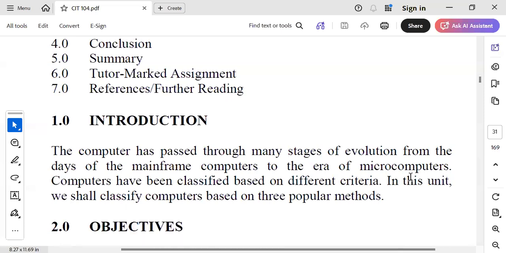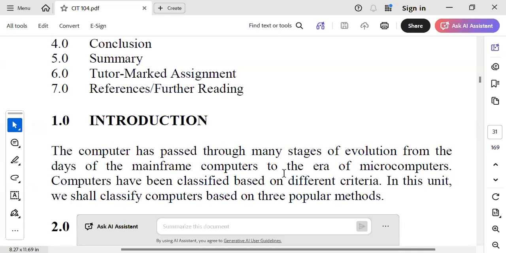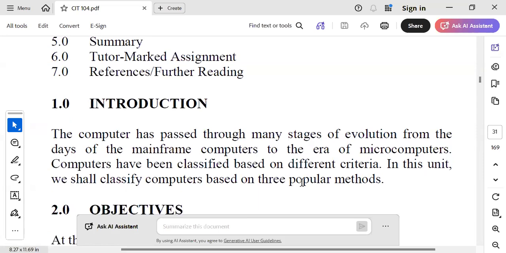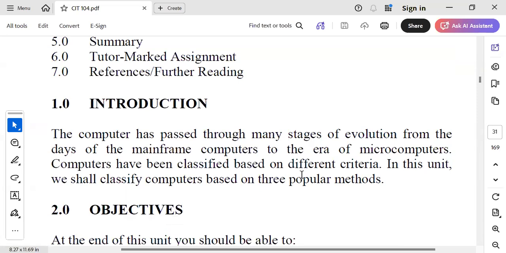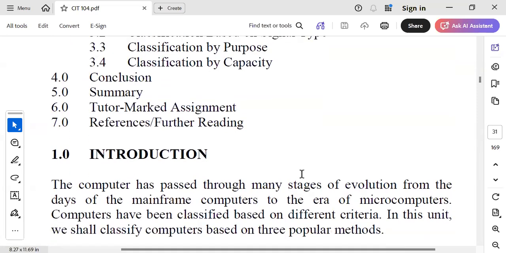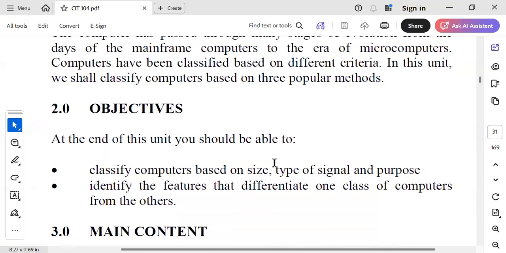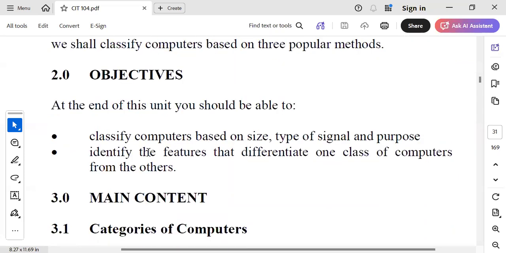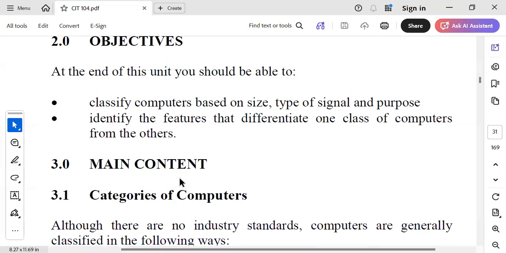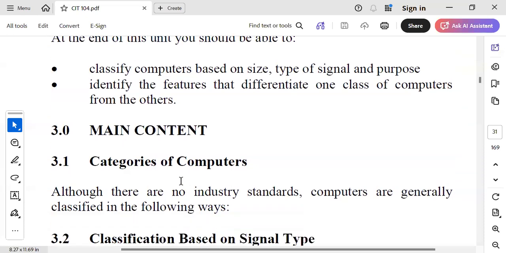So to the era of microcomputers that we're using now, computers have been classified based on different criteria. In this unit, we shall classify computers based on 3 popular methods: the signal type, the purpose, and the capacity. At the end of this unit, we want to classify computers based on size, type of signal, and purpose. Secondly, we want to identify the features that differentiate one class of computers from the others. Once you are able to do these 2 things, then anything they want to assess you on, you will be able to do.